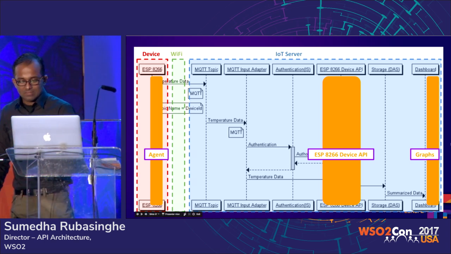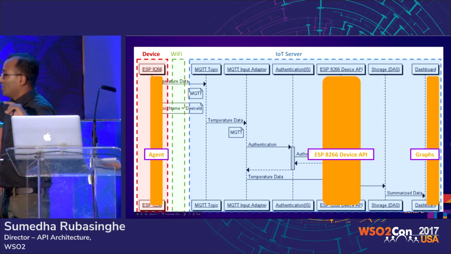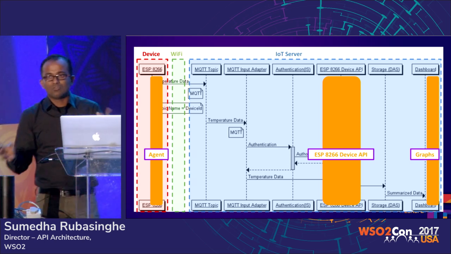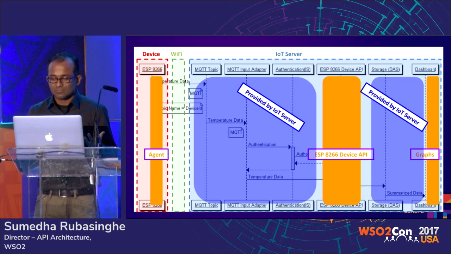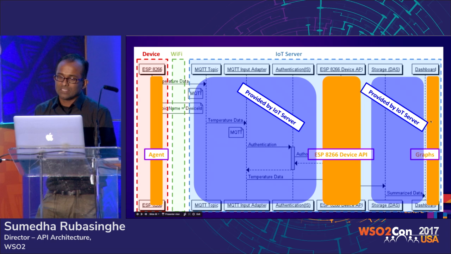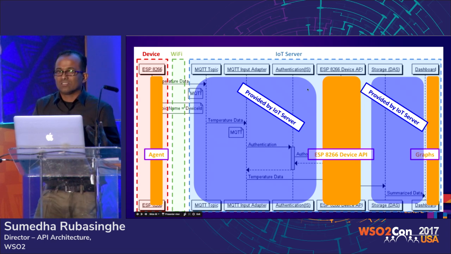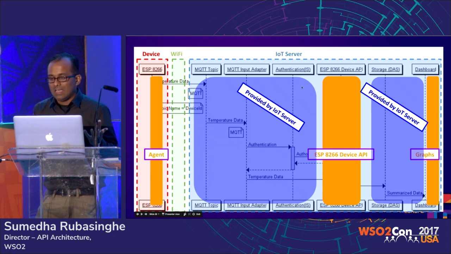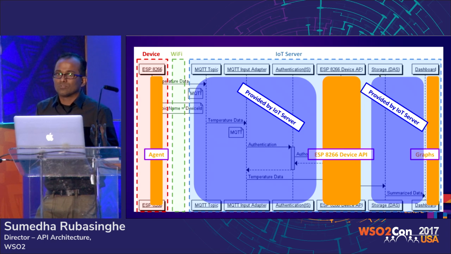The things in orange are not things that come out of the box when you get the IoT server. Since you happen to work with this particular device, this is part of the device plugin that you are going to write. These are the things that are provided by the IoT server. The IoT server has the authentication and authorization mechanism. It of course has the message brokering part, and it also has the storage, analytics and processing part. What is mentioned here is provided by the server.